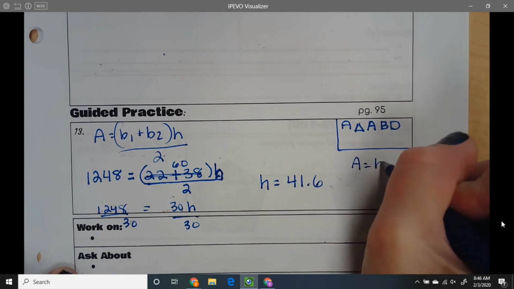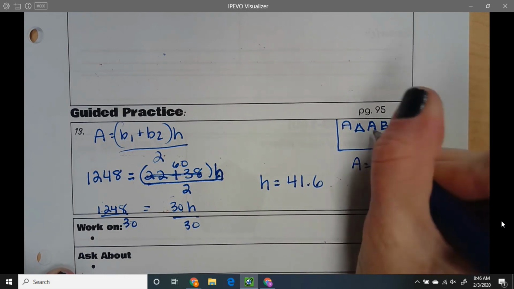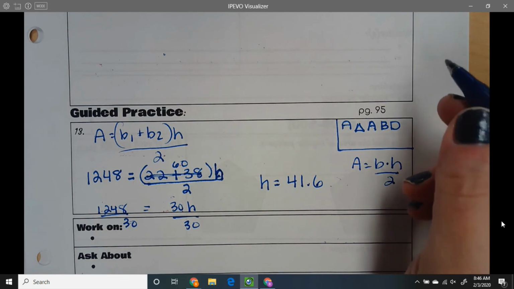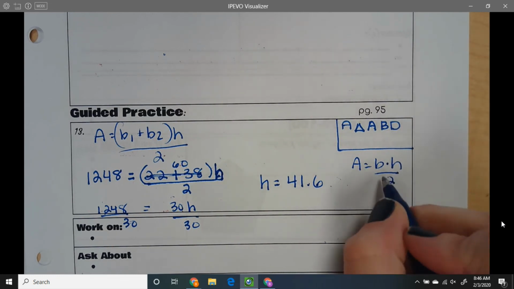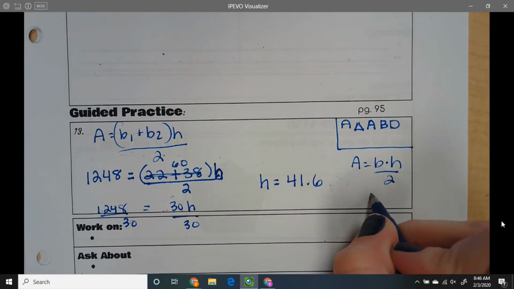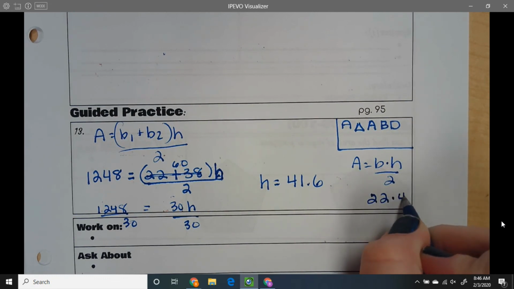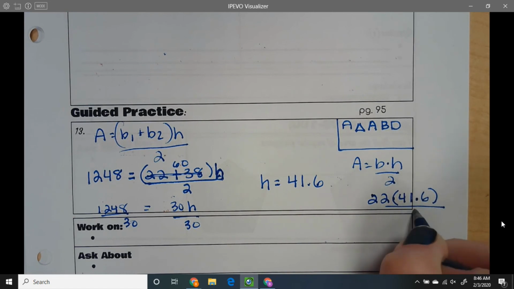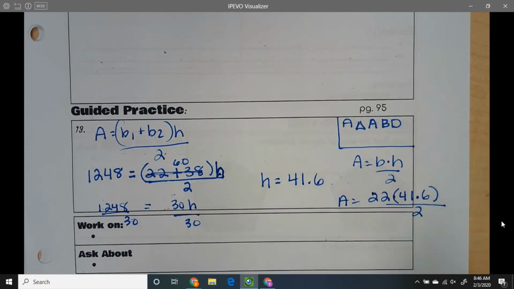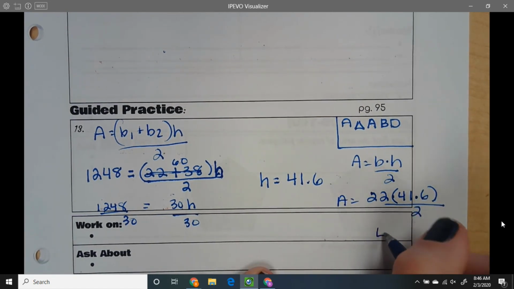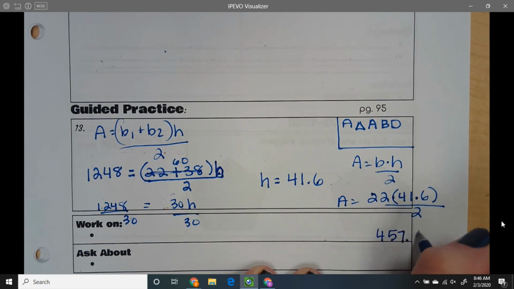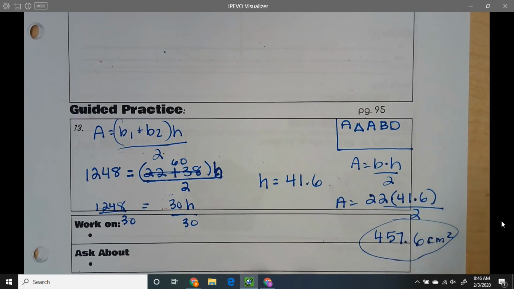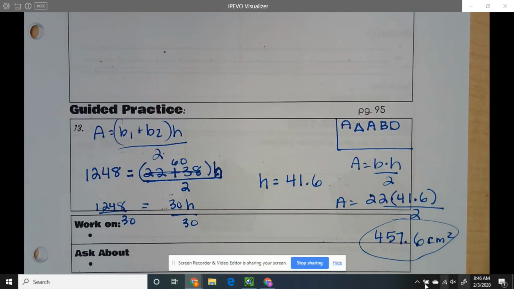And then you do the area of a triangle formula to find ABD, which the base of the ABD triangle is 22. You'd fill in your height and then solve for the area of that triangle. You should get 457 6/10 square centimeters once you solve all the way. And that is area of trapezoids.